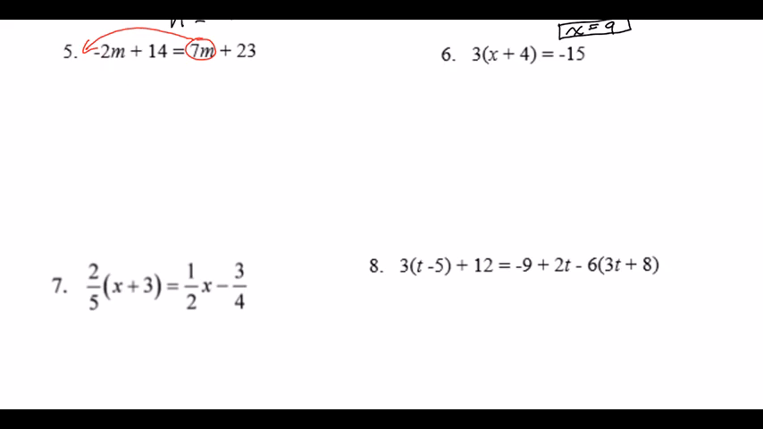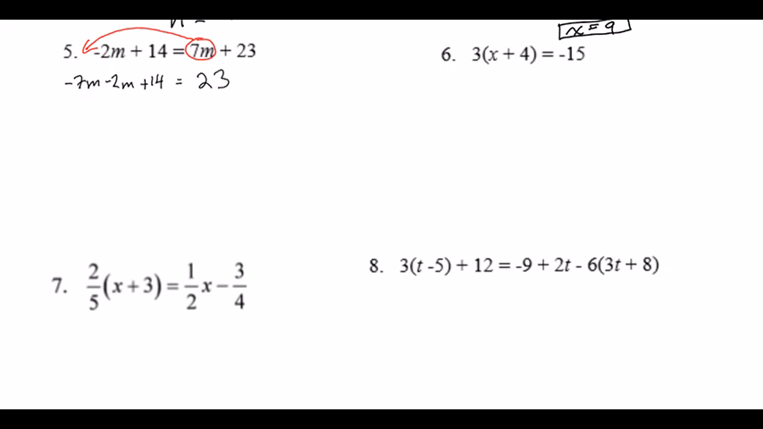Alright? And now, in doing so, we have, instead of 7m, minus 7m minus 2m plus 14 equals, well, 7m is gone, plus 23 is just 23.